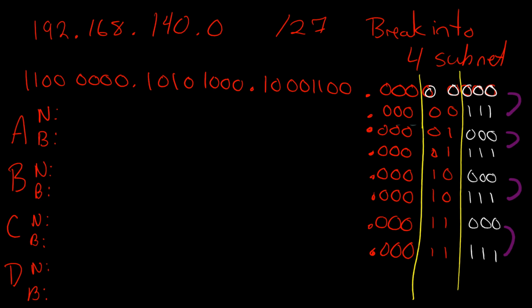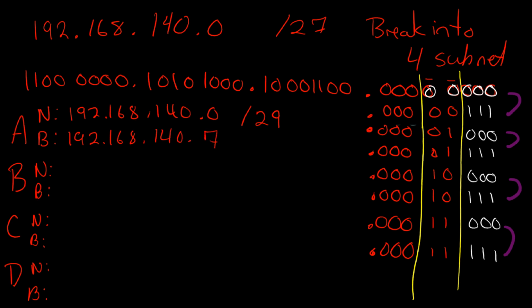So the network address for the first one is going to be 192.168.140.0. Remember, these are now /27, 28, 29. So this is now a /29 network. So 192.168.140.0, our broadcast is 192.168.140.7. It's this conversion here. And again, it's a /29. These are all /29 networks because we're using 29 bits now. We previously had 27, 28, 29.